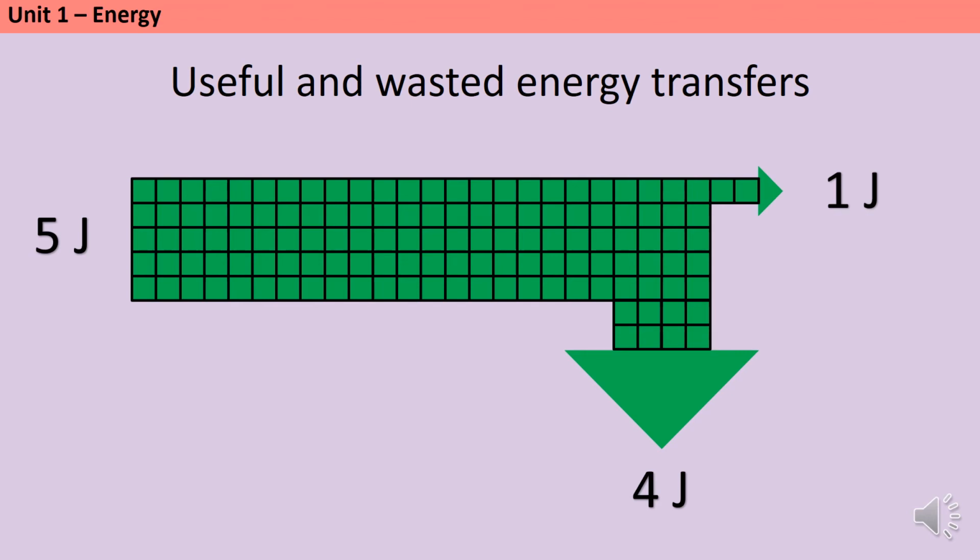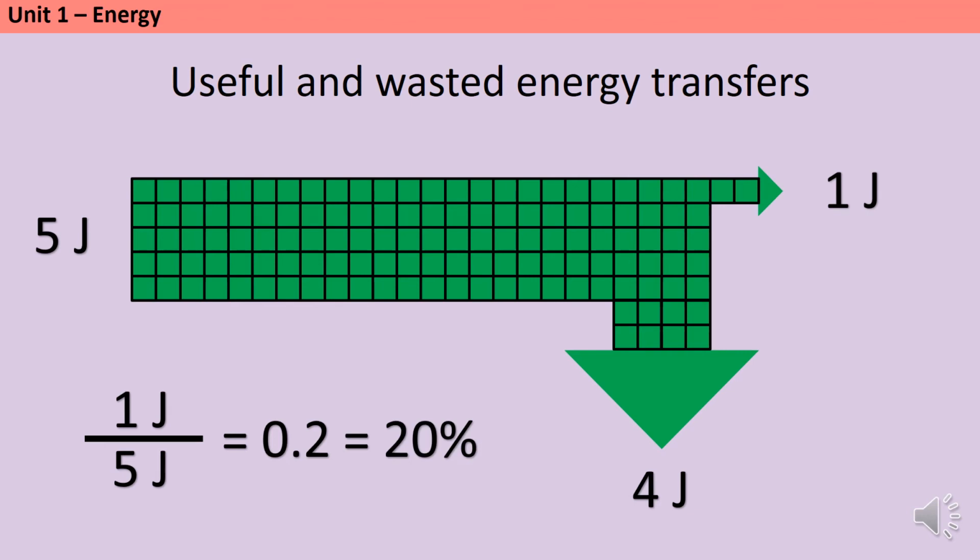Now, if I wanted to express what proportion of the energy was being transferred usefully, I could look at this as a fraction, and I could say, well, it's 1 joule out of 5. And if I wanted to, I could simplify that fraction to a decimal and say, well, that's 0.2. Or I could put it as a percentage and say that's 20%. And this is exactly how we're going to calculate efficiency.